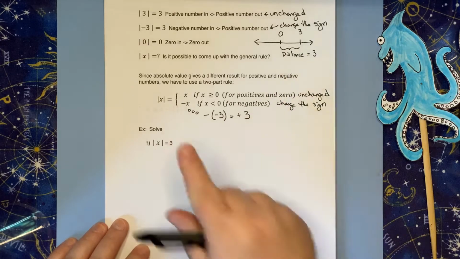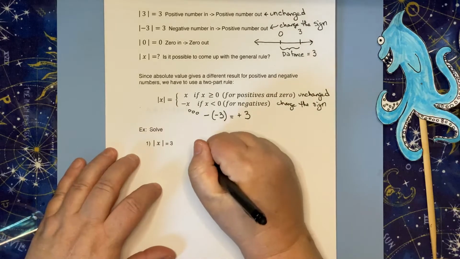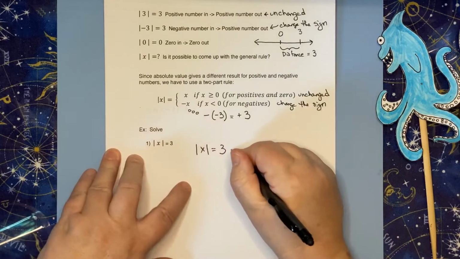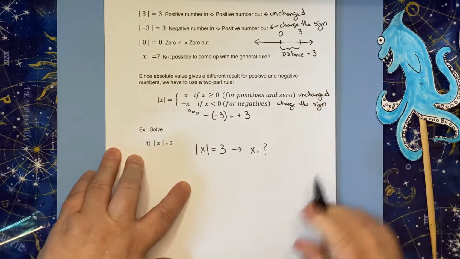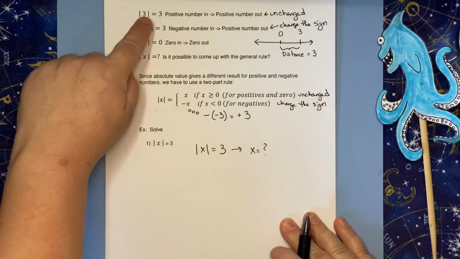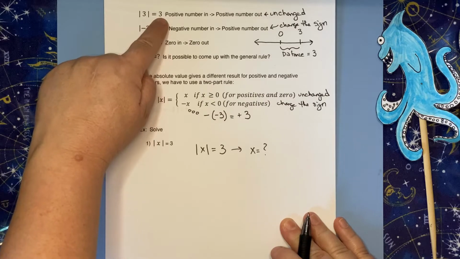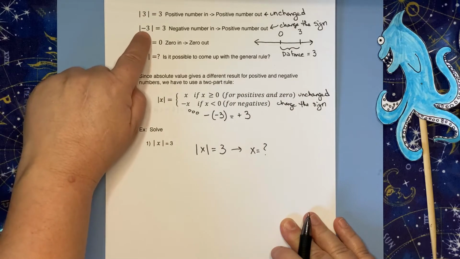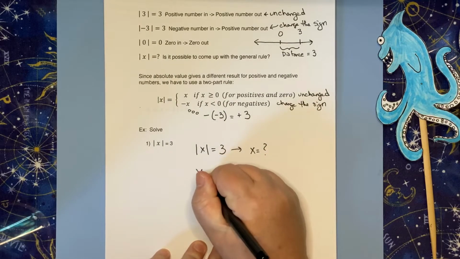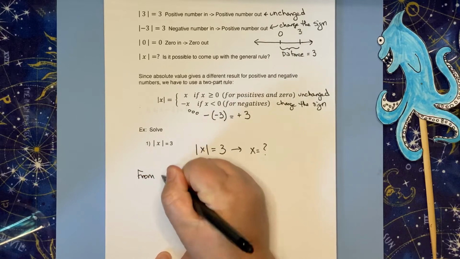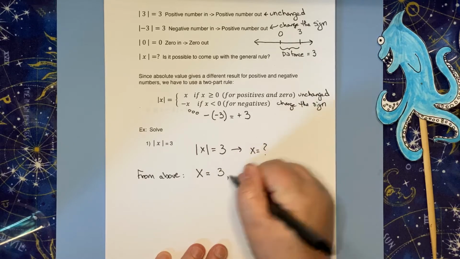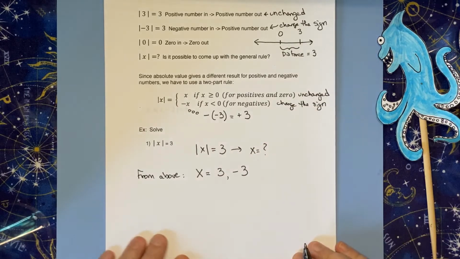So let's talk about it. What happens if the absolute value of x equals 3? I want to say, what is x? And I can cheat a little bit. I can go up here and go, wait a minute, we just did this. If x goes in as 3, it comes out as positive 3. If x goes in as -3, it comes out as 3. So I know from above that x could be 3 or -3.